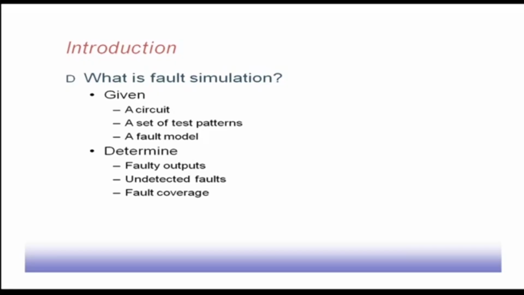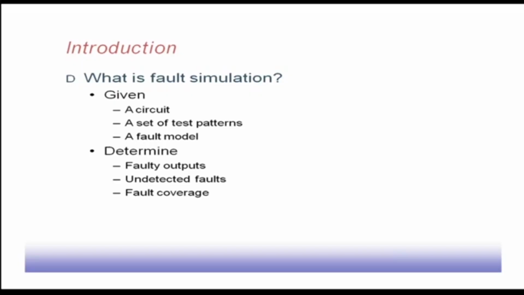determine the faulty outputs, like under the presence of a particular fault, which primary outputs of the circuit differ from their correct responses. That gives the faulty outputs for every test pattern and for every fault. And undetected faults, there may be a certain set of faults which are not detected by the given test pattern set. Once we know how many faults are detected by the test pattern set, we can assign a score to the test pattern set, which is known as fault coverage.